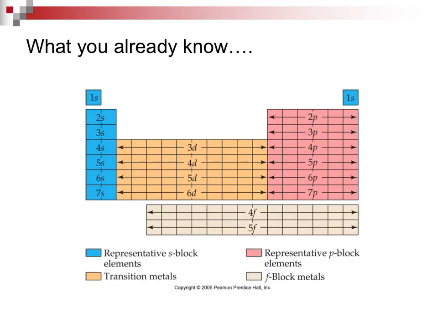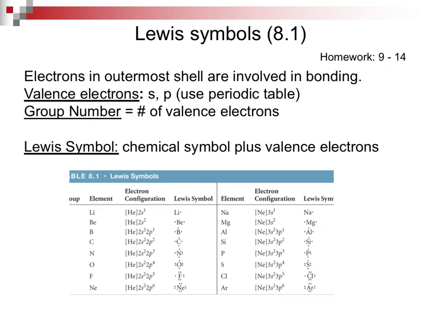So you already know this is S territory. This is P territory. This is D territory. We've already done that in the earlier chapters. Now we're going to use that as we talk about Lewis symbols.